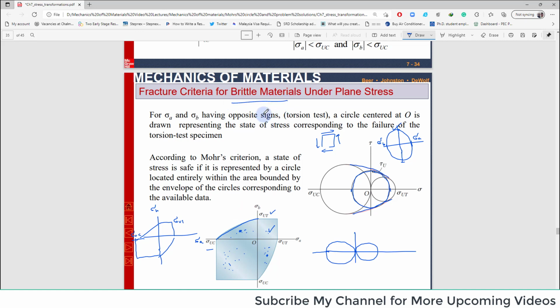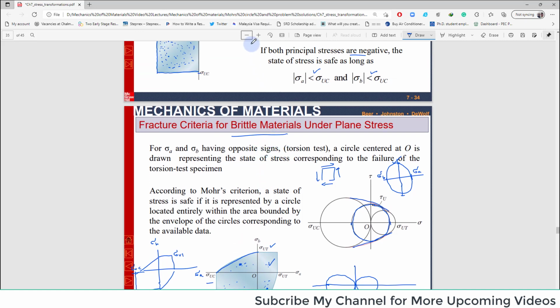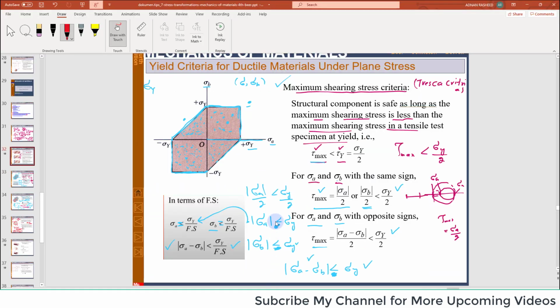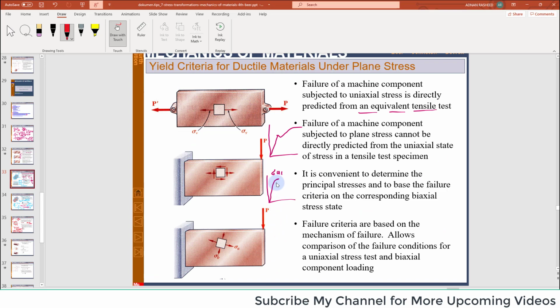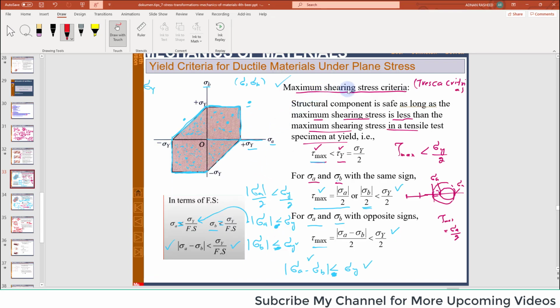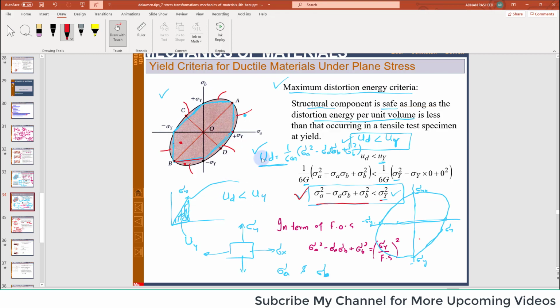So this was all about the failure criteria that we discussed for ductile material. The first one was the maximum shear stress criteria or Tresca criteria. Then we discussed the maximum distortion energy criteria, and we found that the maximum distortion energy criteria is more flexible as compared to the Tresca criteria.